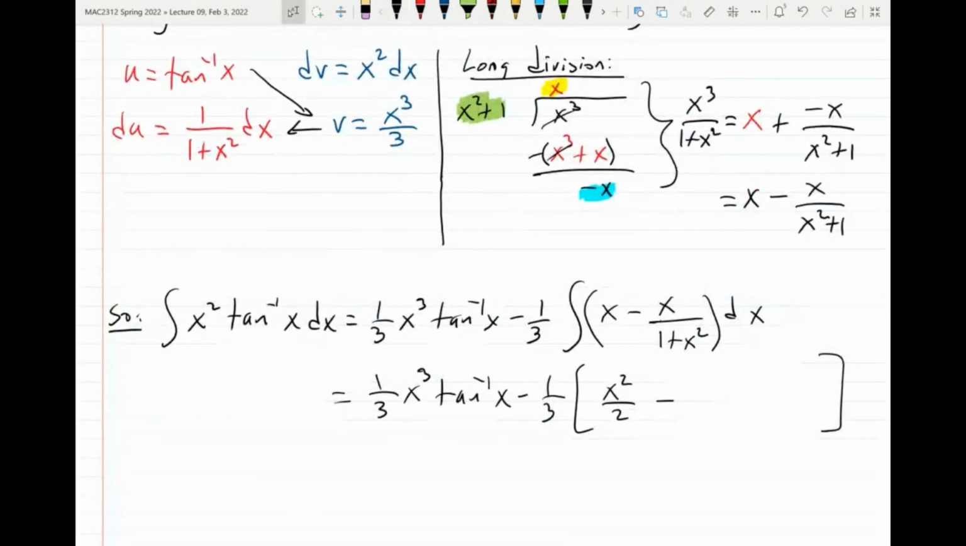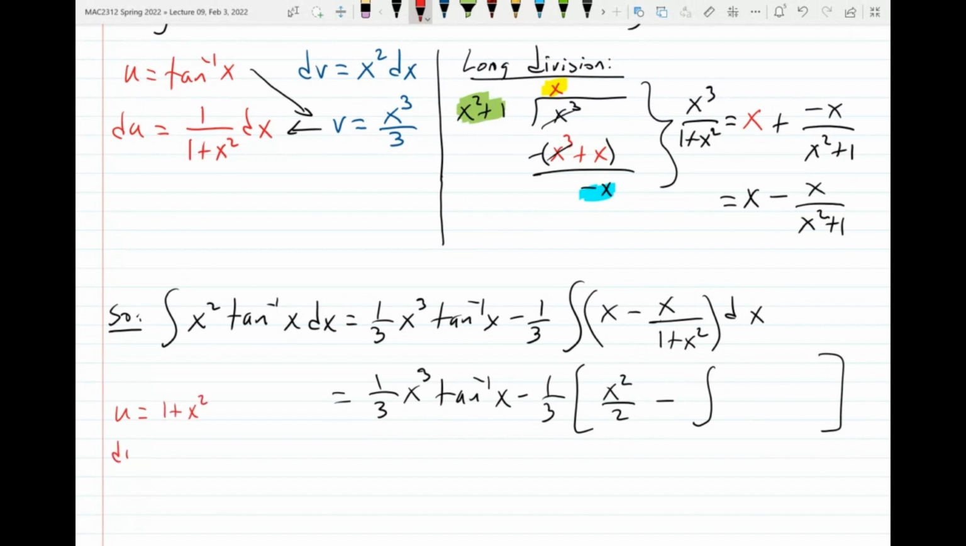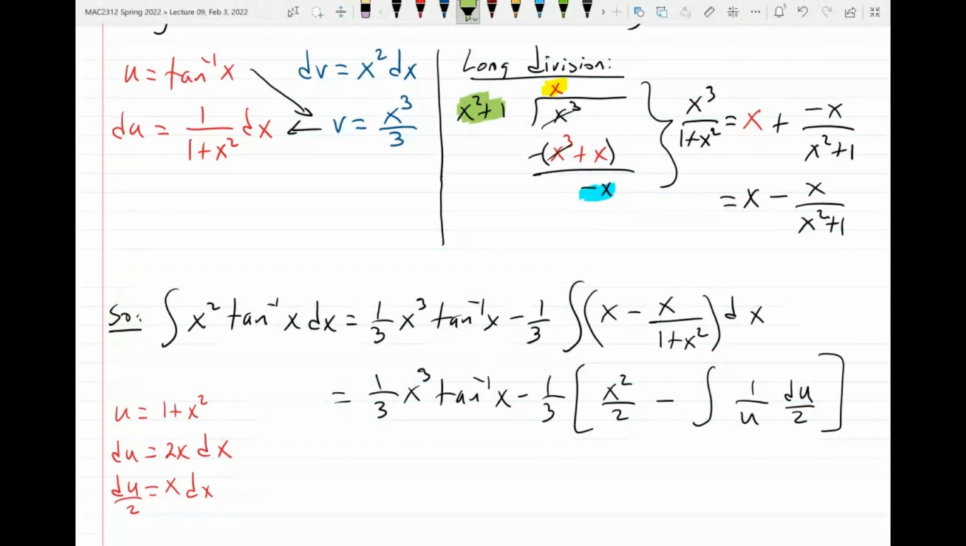For the other one, I'm going to make a substitution, okay? I'm going to let u be 1 plus x squared. So du is 2x dx. That means x dx is du over 2. So that integral becomes the integral of 1 over u du over 2. Are we okay? I'm talking about this integral over here. That's the one I'm analyzing now, okay?